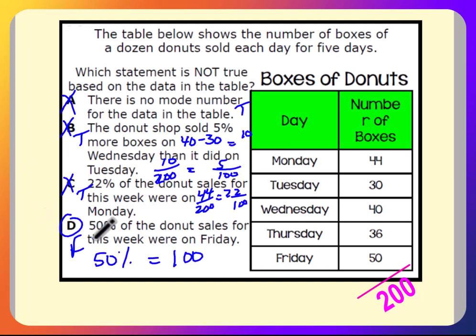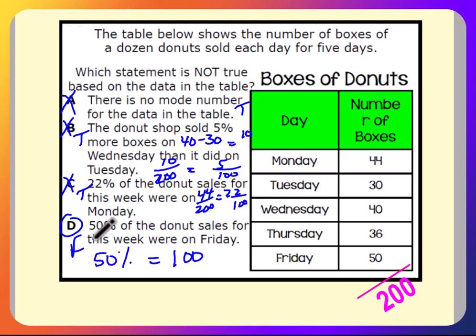Okay, did you get that the statement that is not true is statement D? If you did, awesome. If not, just go through everything step by step. There is no mode. Mode means it occurs the most. Well, that's true because none of the number of boxes sold occurs more than one time. So we're not looking for the true, we're looking for the not true. B, the donut shop sold 5% more boxes on Wednesday than it did on Tuesday. Well, it sold 40 on Wednesday, 30 on Tuesday. That's a difference of 10. 10 out of 200, turn it into a percent, and it does equal 5%. So that's not the one we're looking for.